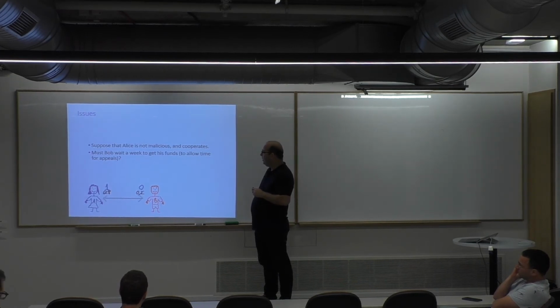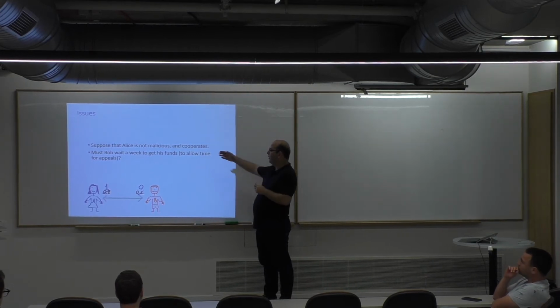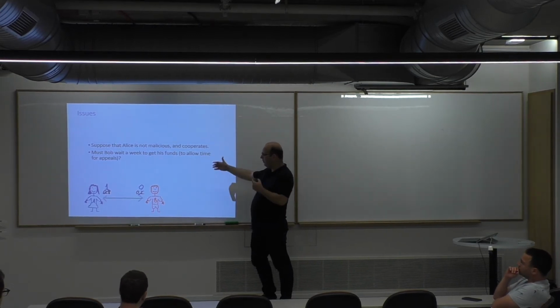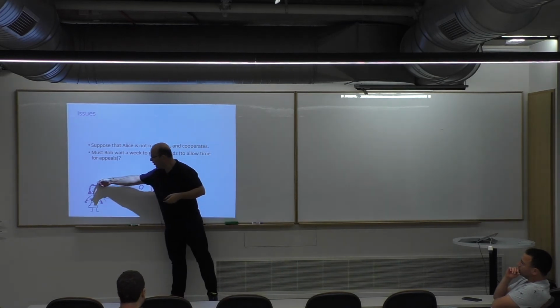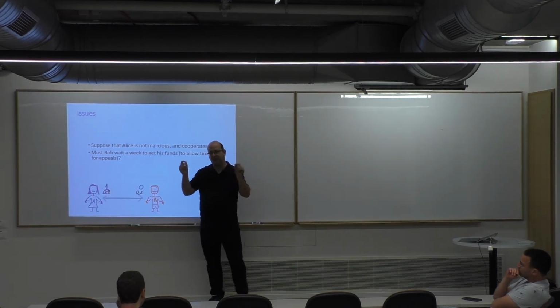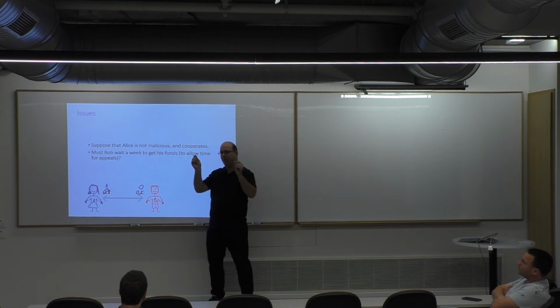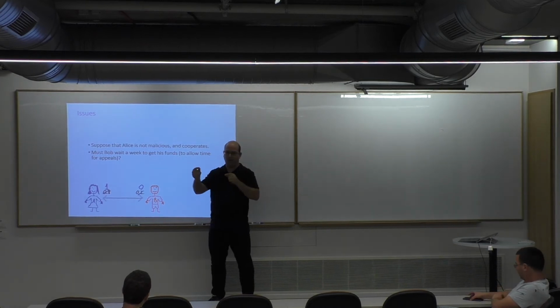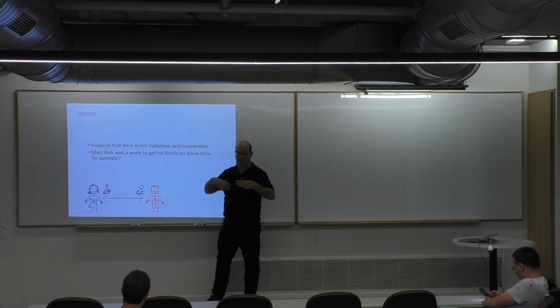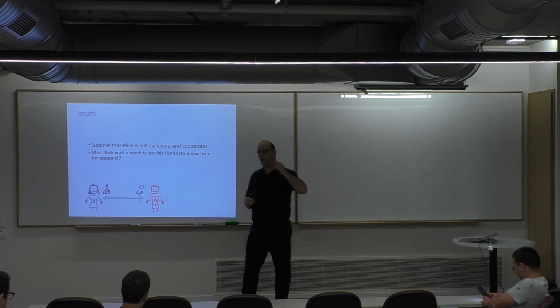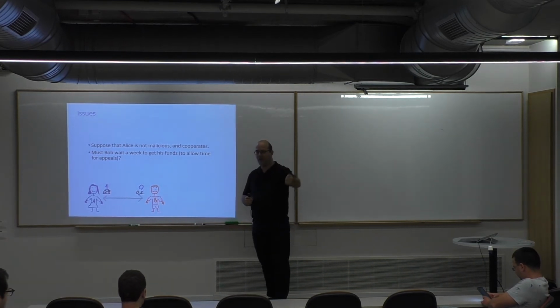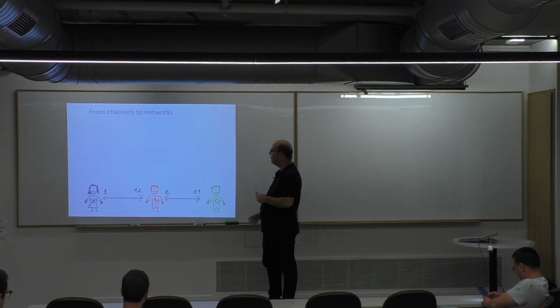Okay, now we also have the week for appeals. If they're both cooperative, they can of course not wait the week. They can sign a message saying we agree to close the channel now with this balance. We don't have to wait for the appeal period. The appeal period is if one of them closes the channel unilaterally without the consent of the other. So we don't really have the week to wait.